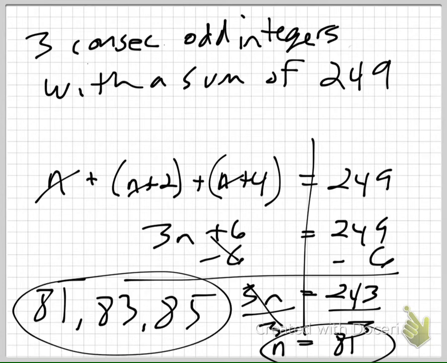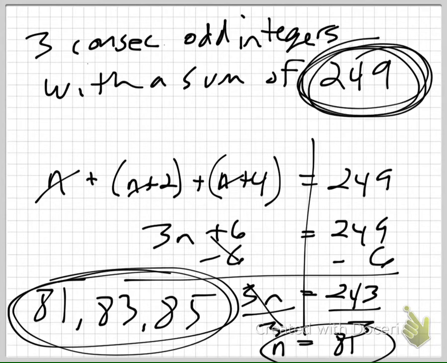Now here's the deal. How would you know if you got it right or not? How would you check? Add them together. Add them up. See if they equal 249, right? Isn't that what we're trying to do here? We're trying to find three consecutive odd integers that add up to this.